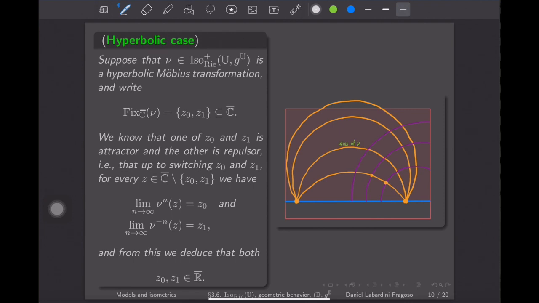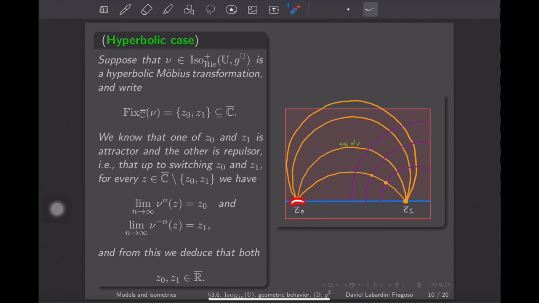So for instance, if this is Z0 and this is Z1, that is, if this one is the attractor and this one is the repulsor, then given any point in any such orange segment, the iterations start moving away, and they never reach. It's kind of these limits. They are limits, but if one takes a point different from Z0 and Z1, one converges, but one never stabilizes. In other words, the sequence is not stationary.